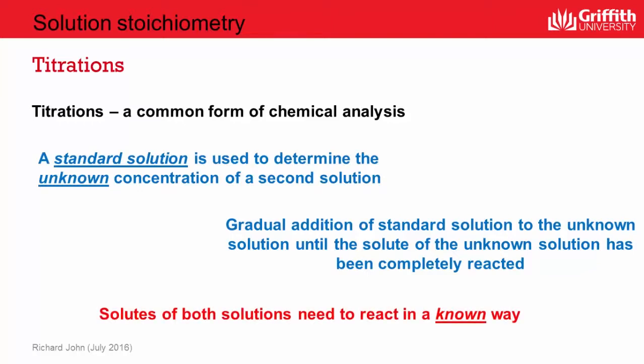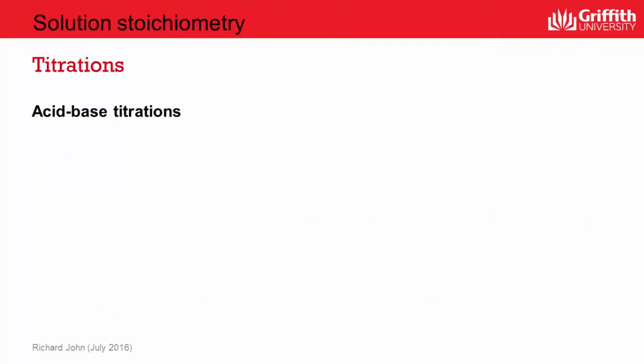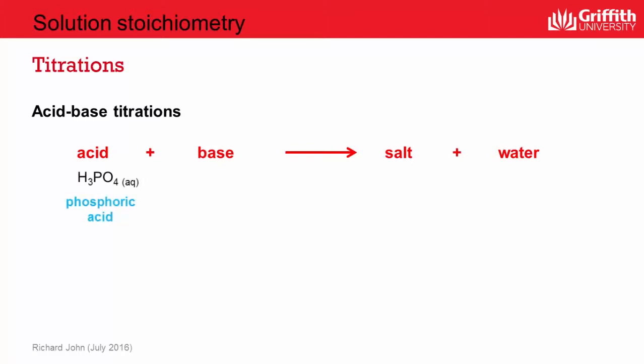It's important to note that the solutes of both solutions need to react in a known way. In acid-base titrations, for example, we're already very familiar with that type of reaction because we know that an acid plus a base gives us a salt plus water. If we were given the identity of an unknown acid, for example, phosphoric acid, and we knew the identity of a base, we can now write a balanced chemical equation for that.